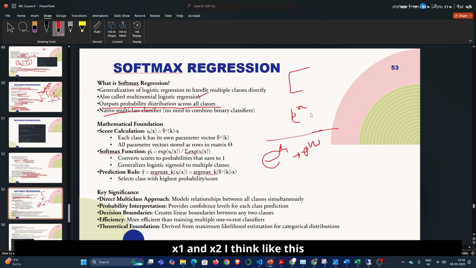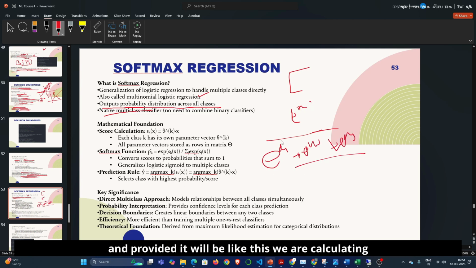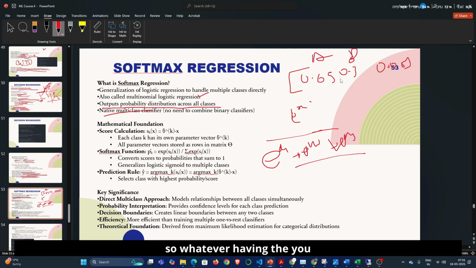With x1, x2, x3, the probability will be like this. We are calculating, and whatever the argmax is, that's the point. I have shown you, right, 0.5, 0.05, A, B, C. Whichever has the max, that's what we are doing here. We are picking this classification.